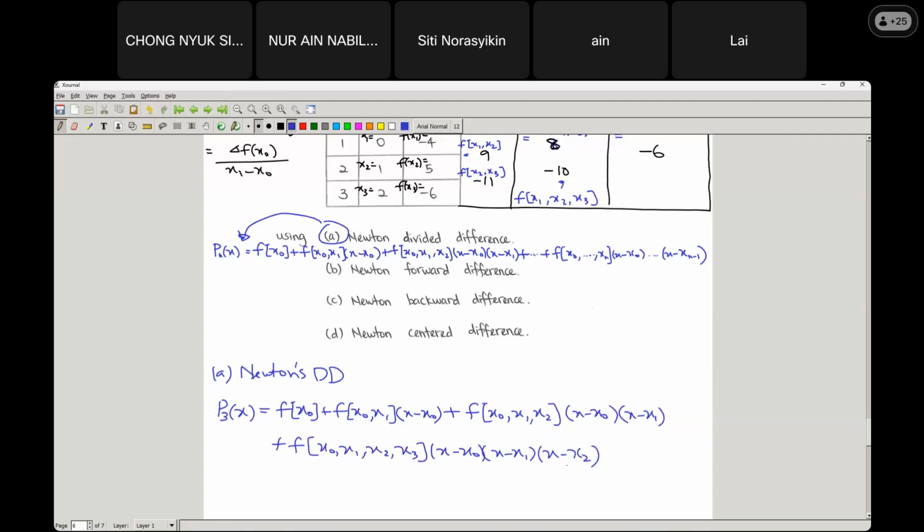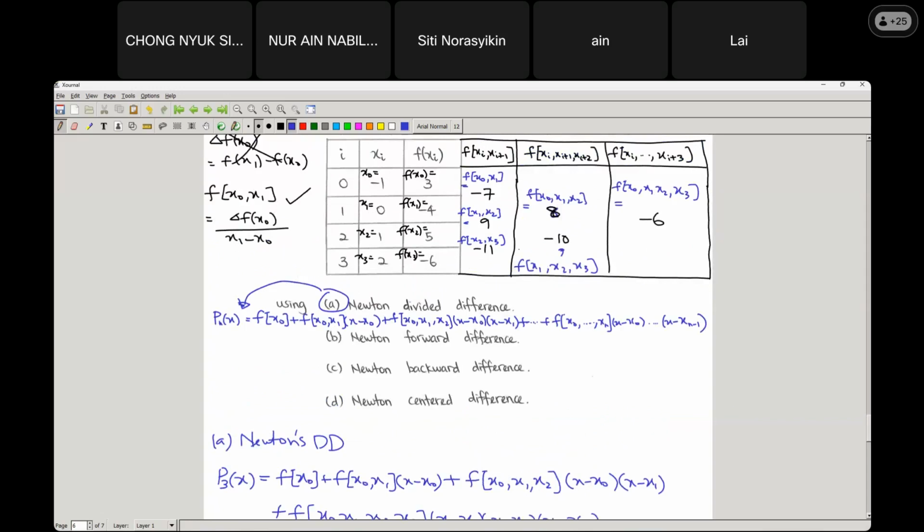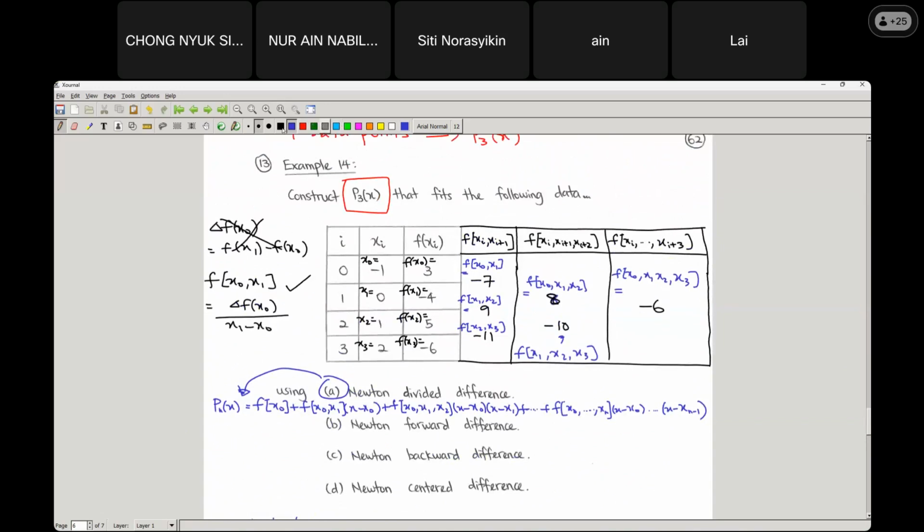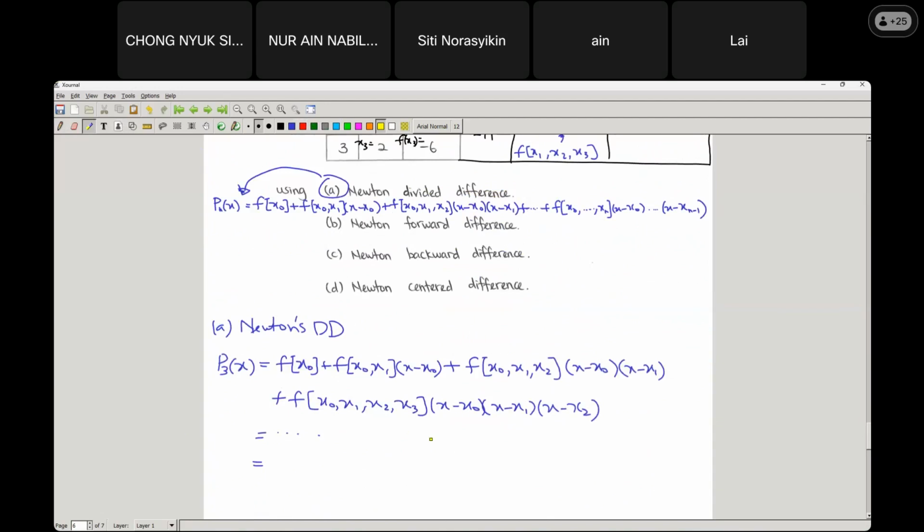So what you're going to do next is substitute the values you obtain from the table, and I will give you the final answer that I have. You do it at home. If you see from this table, you are going to substitute f[x0] is 3, and then this value and this value into the formula. This is your x0, x1, x2, x3. You substitute into here.